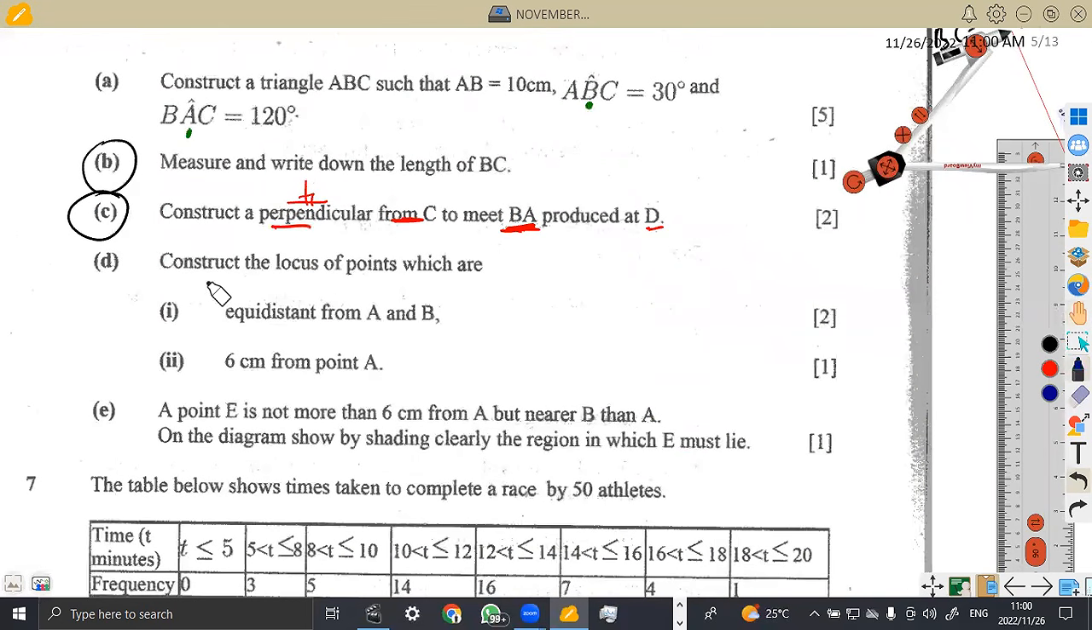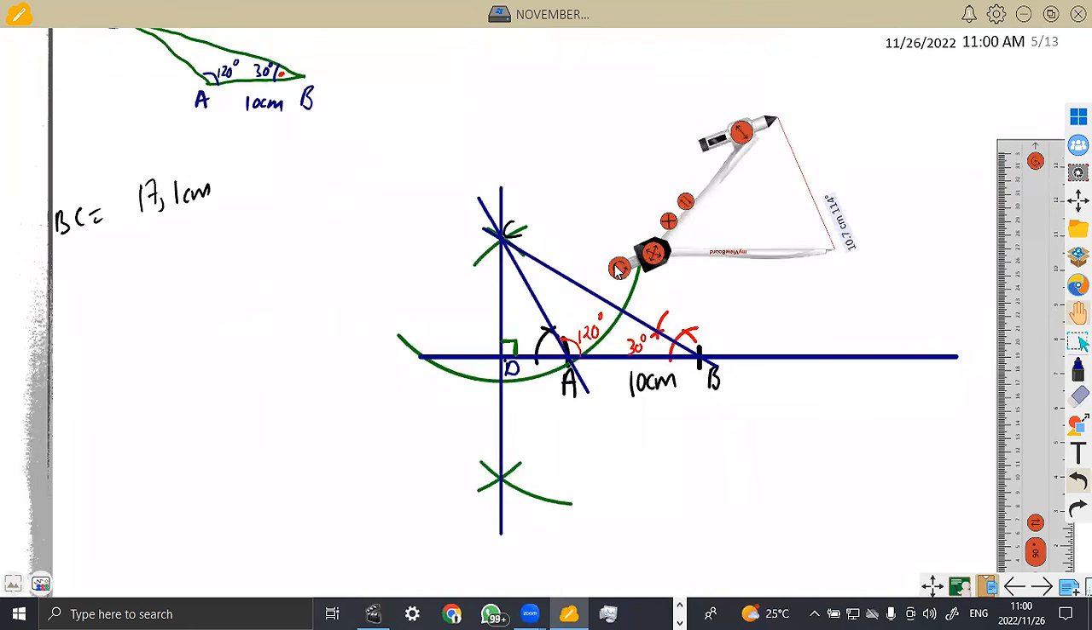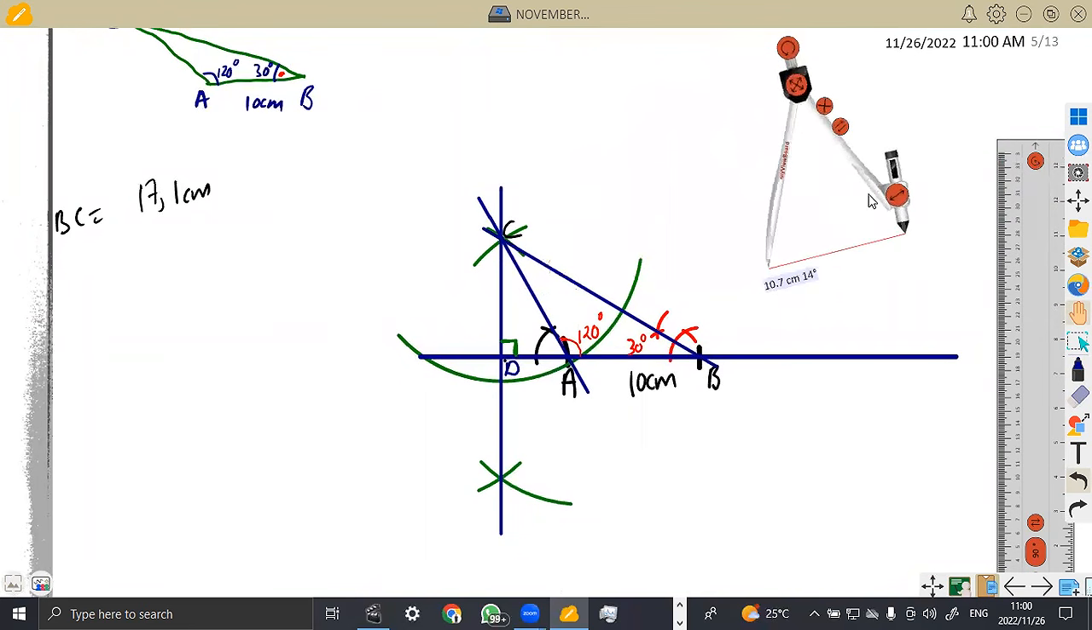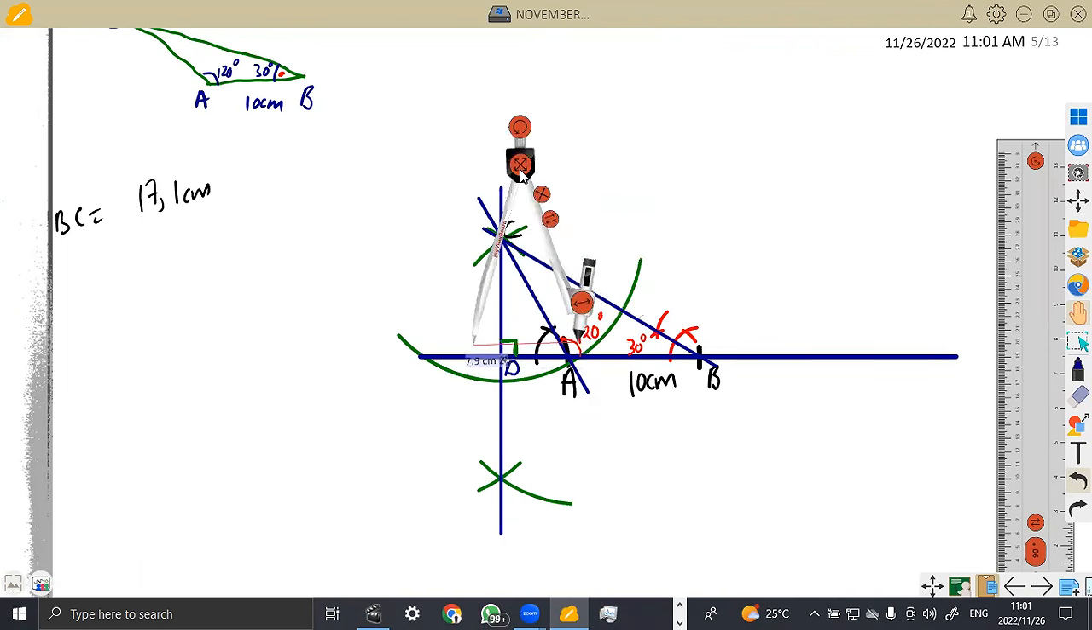On the other part, D, we are now given to construct the locus of points which are equidistant from A and B. Remember, guys, A is a point, B is a point. So that is the line bisector of AB. You're supposed to bisect line AB. And how do I bisect a line? Remember, to bisect a line, you open more than half of the line from A. You mark an arc on top, then you mark an arc down. That's how you simply do it.